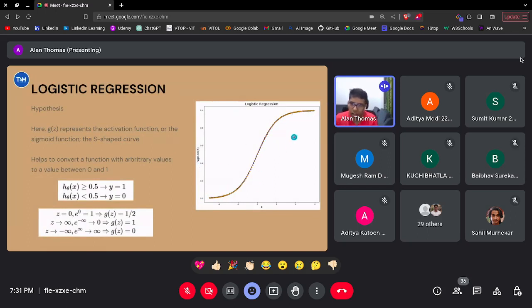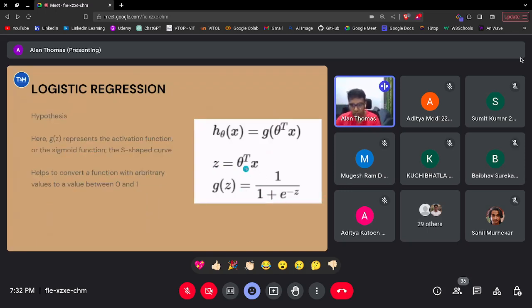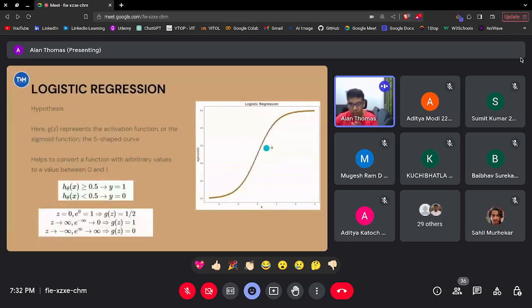This is the sigmoid function, and why it is very useful is that it takes any value for this z. It can be 10, it can be 100, it can be 500.34. It takes all of those values and converts them to a value between 1 and 0. Obviously this is asymptotic, in the sense that it will never actually reach 0, it will just tend towards 0, and here also it will never reach 1, it will just tend to 1.